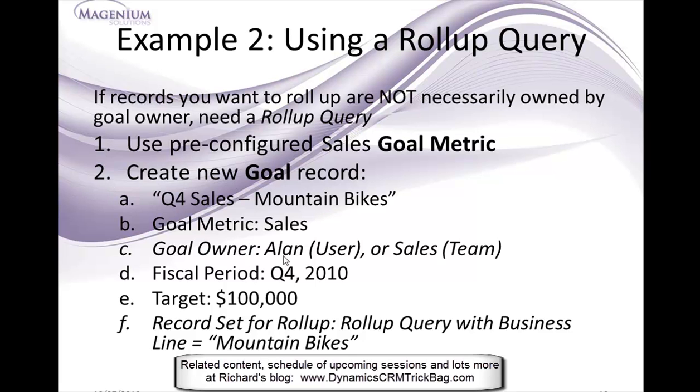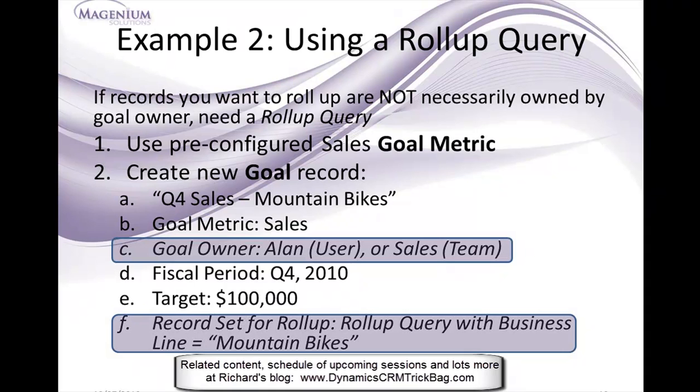Now the goal owner, it could be Alan, it could be a user, or it could be the sales team. In CRM 2011 you can assign records to teams now. So I might assign this to the sales team. Maybe it's a shared goal. Still have a fiscal period, still have a target value, but here, that last little thing, the record set for roll-up, is going to specify a different query.